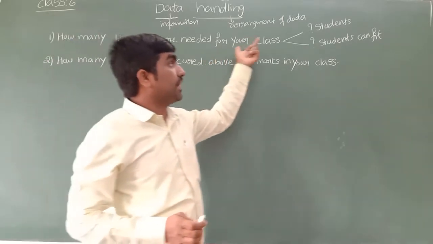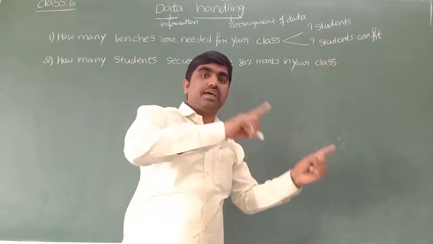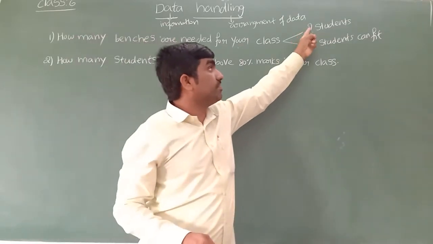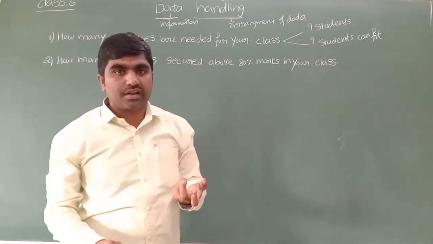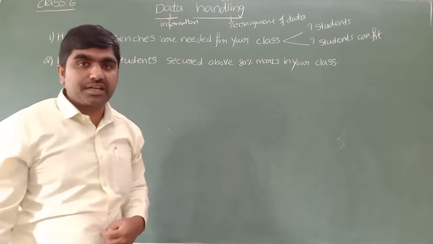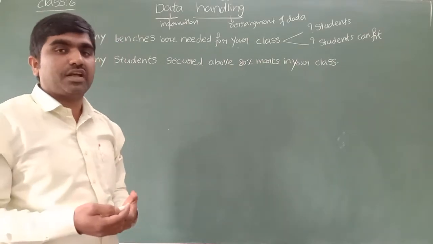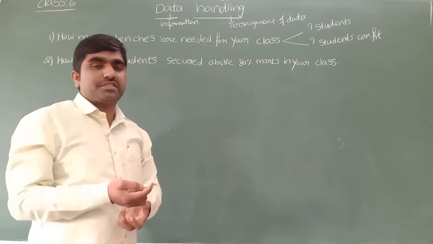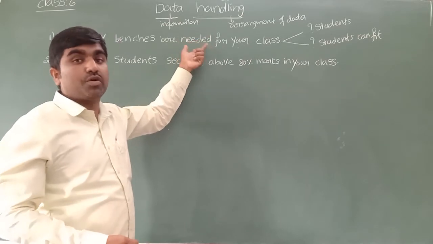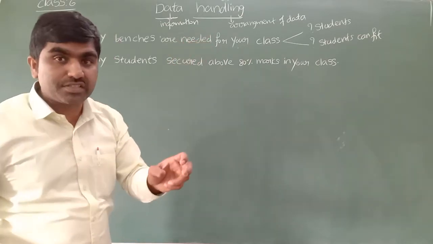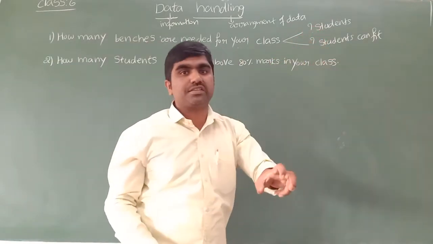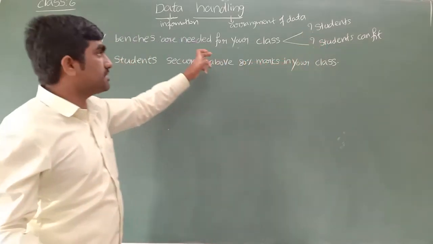Here we need to collect the information, and if you observe clearly, we are collecting the information to take the decision. That information will help us to take the decision. It will give us some conclusion. So that is the importance of collecting the information. Once we collect the information, it will help us to take some decisions. To decide how many benches are required for 6th B students, we need to collect how many students are there in the class and how many students can fit in each bench. If you collect this information, we can take this decision.